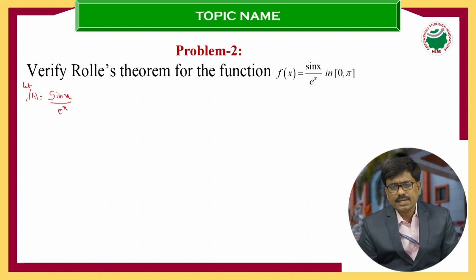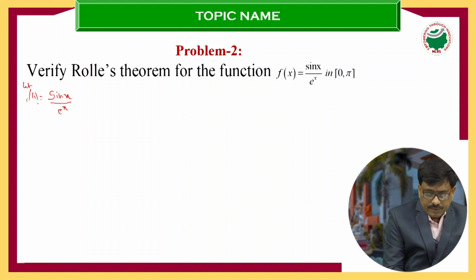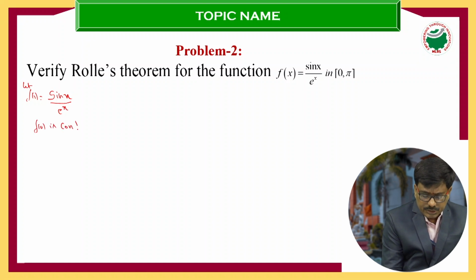You are already familiar with sin x functions. Sin x is always a continuous function, as well as the exponential function is also a continuous function. If you take f of x as sin x and g of x as e power x, then f of x by g of x is always a continuous function in the given domain of the real number system. Now, for f of x equal to sin x by e power x, I can say f of x is continuous on the closed interval 0, pi.